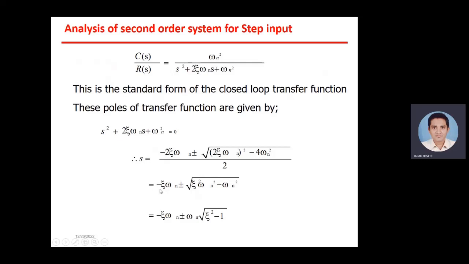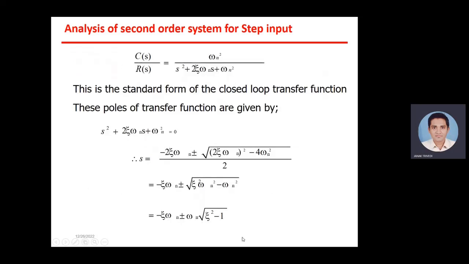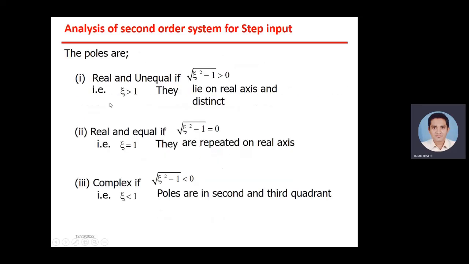So that is equivalent to minus zeta omega n plus or minus the square root of zeta square omega n square minus omega n square, and that is equivalent to minus zeta omega n plus or minus omega n under root of zeta square minus 1. So the poles are real and unequal if zeta square minus 1 is greater than 0. In this case the values are positive, so the poles are real and unequal. Like if zeta is greater than 1, they lie on the real axis and are distinct.